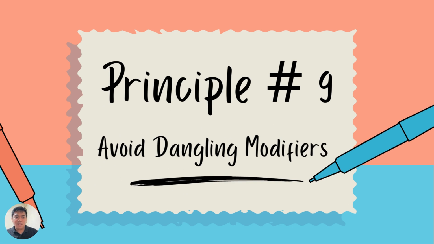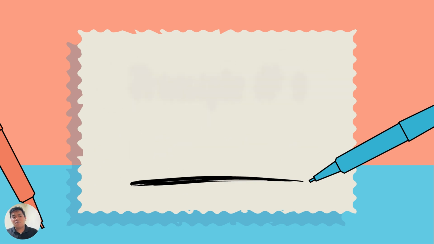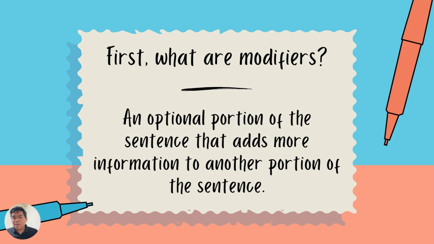Let's jump right in. Principle 9: avoid dangling modifiers. First, let's discuss what modifiers are. Modifiers are words, phrases, or clauses that provide additional information about other parts of the sentence. They modify or describe another word, usually a noun or a verb, to make the meaning more specific or detailed.